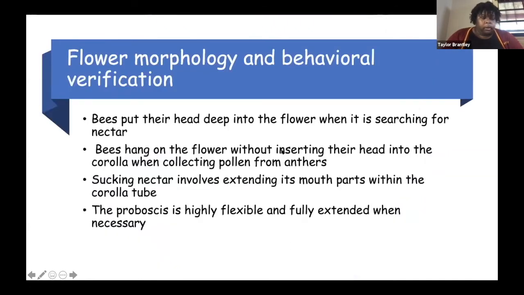These bees place their head deep in the flower when searching for nectar. However, when collecting pollen from the anthers, the bee hangs on the flower without inserting its head into the corolla. When they retrieve the nectar, the bee extends its mouth parts within the corolla tube, and the proboscis, which is highly flexible, fully extends when necessary.